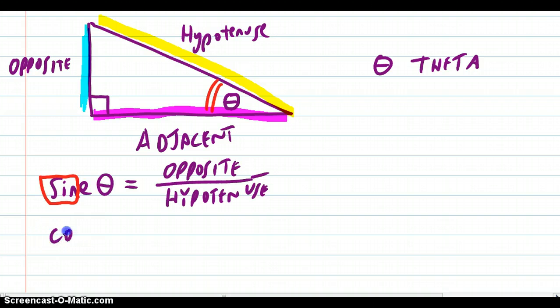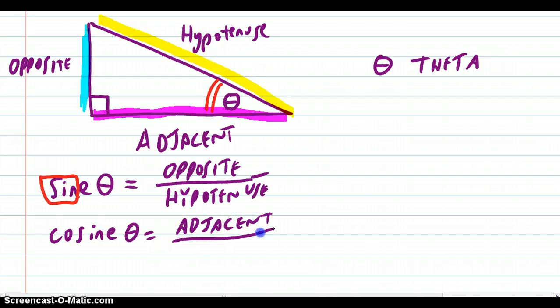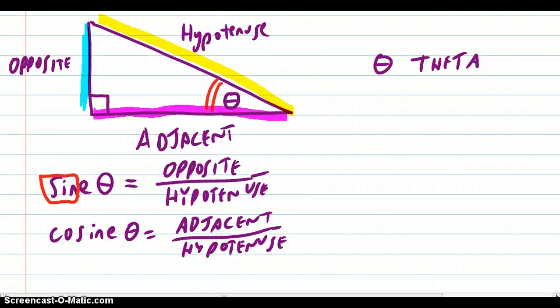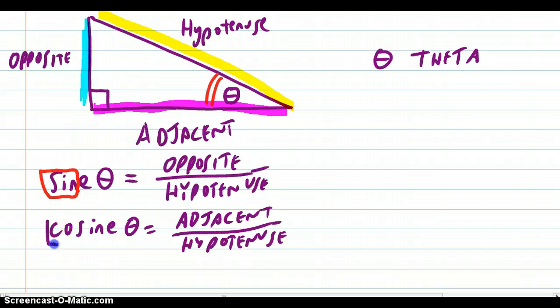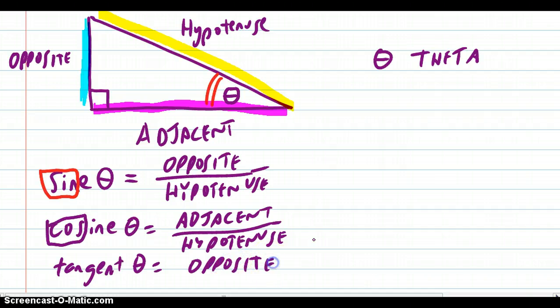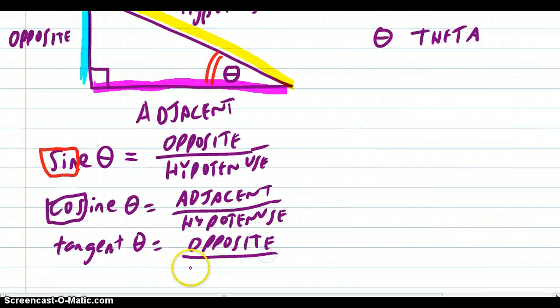Another ratio that we didn't talk about yesterday is cosine, and that's when we have the adjacent over the hypotenuse. Again, COS is all that fits on the button on your calculator. The third ratio is the tangent, and tangent is opposite over adjacent.